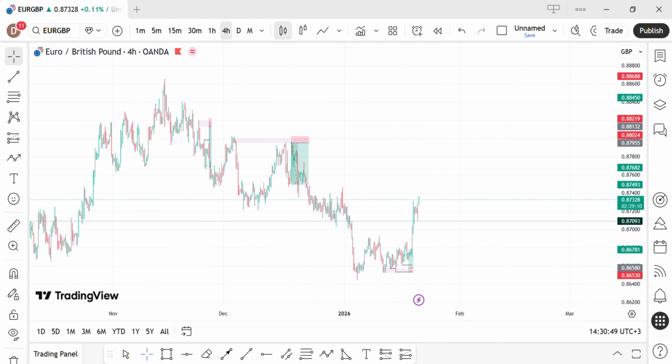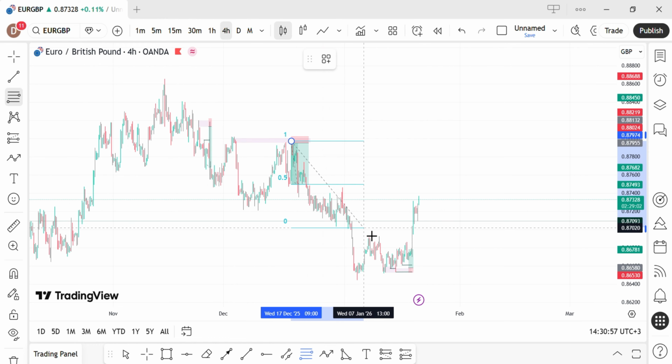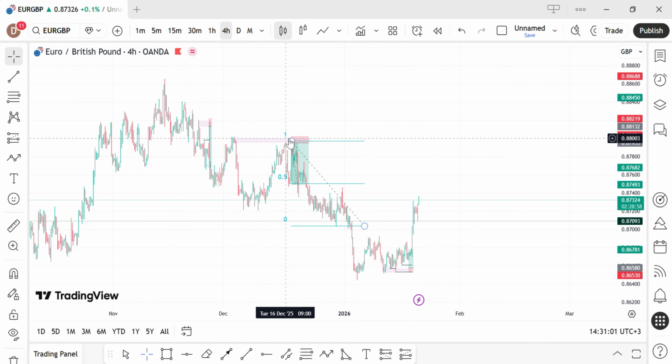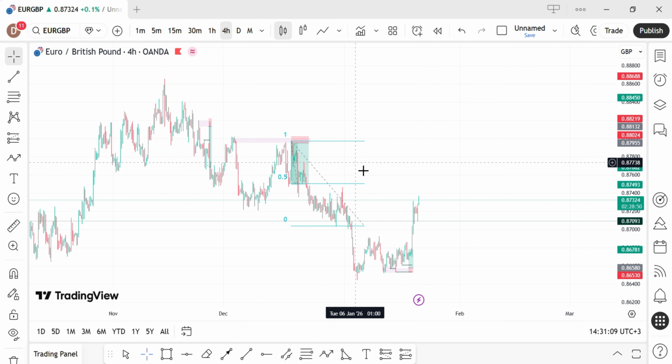Let me draw the fib again. You see, let me explain to you much better. So you see the market came up to this low. It did not retrace even 50. This is my 50. It did not come to the premium zone. So I could not have taken sales here.